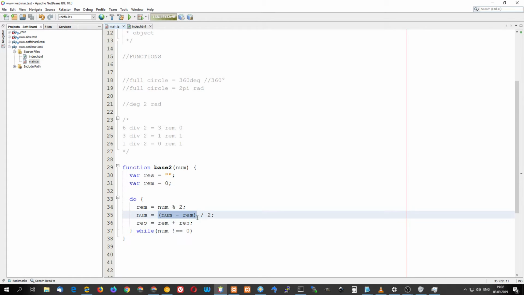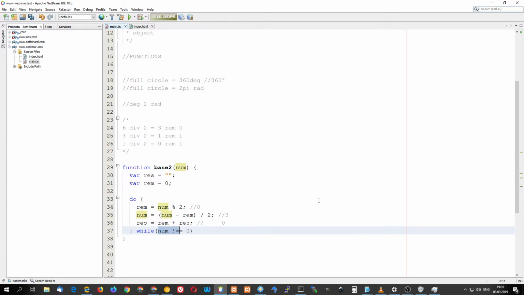So this turns the number num to a number that is always divisible by 2. If the remainder is 1, the number is odd. When you subtract 1 from an odd number, you get an even number, so it's divisible by 2. Let's do the first cycle. 6, so this is the remainder, this is going to be 0. 6 minus 0, 6 divided by 2 is going to be 3, and this is going to be the remainder, which is 0, plus the empty string, which is going to be 0.